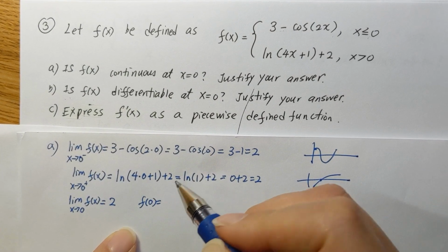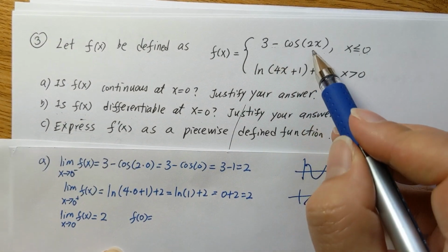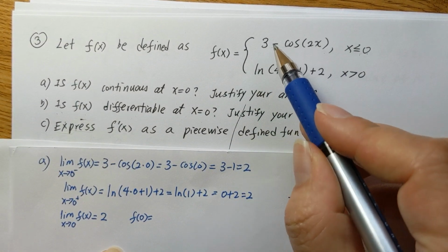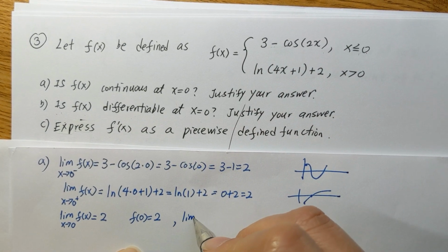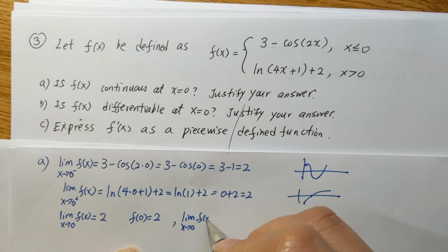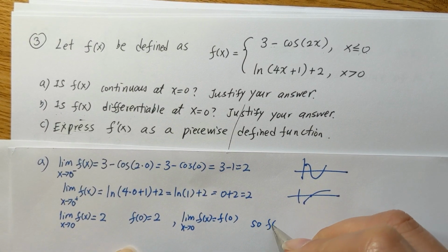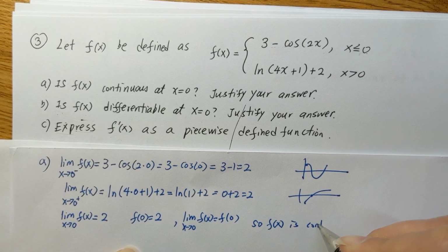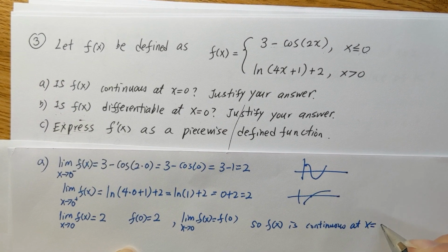There's one more number we have to make sure they equal. How about f of 0? This one part equals 0. So f of 0, basically do substitution. It's going to be 3 minus cosine 0 again. So now we can say that the limit equals the point value. So f of x is continuous at x equal to 0.